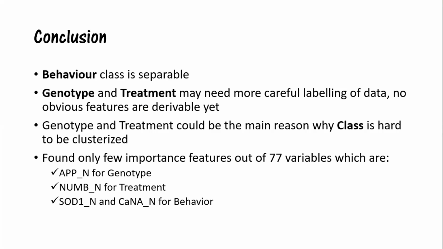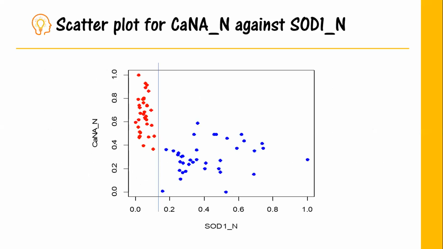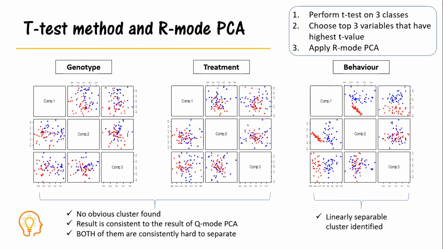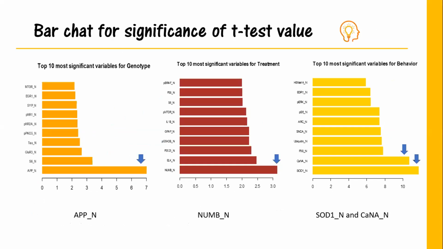One very quick question here. You did some kind of univariate visualization, APPN for genotype and NUMB for treatment. If you use the first two, for example APPN and S6N, maybe you can see some clustering.